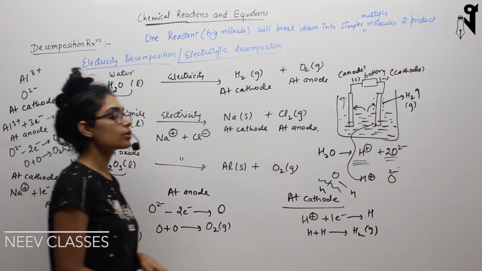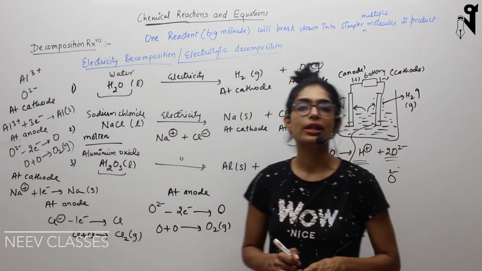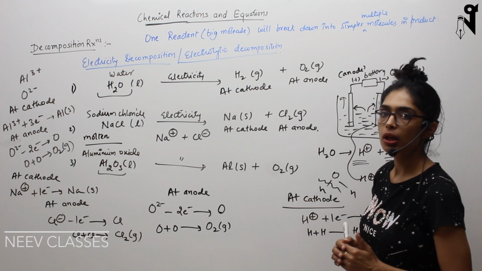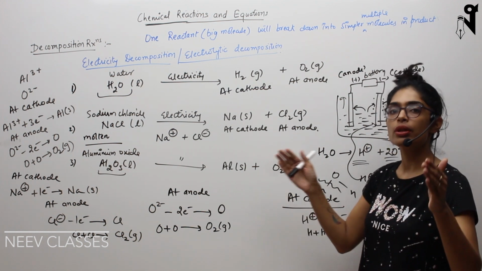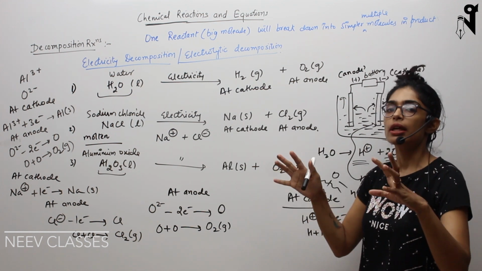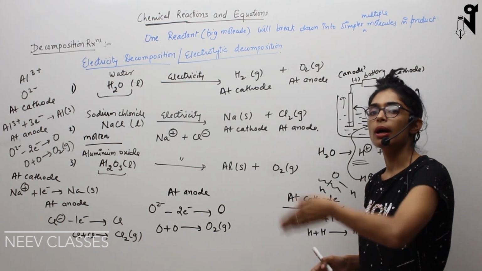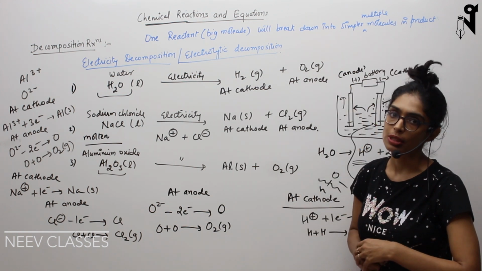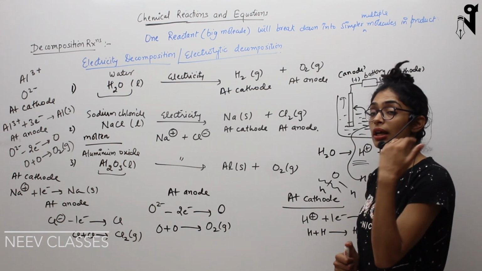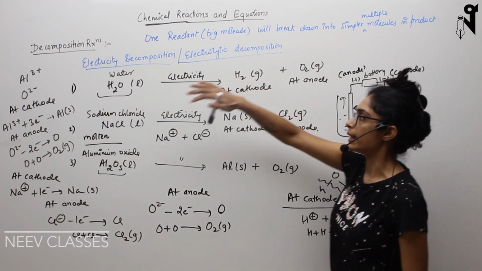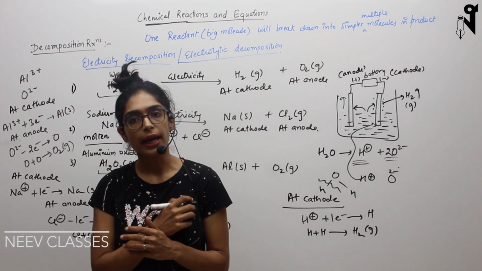So this is how electric decomposition takes place, and that's how electricity helps in breaking the bonds in the bigger molecules. They break down into smaller ions, and those ions go to the respective electrodes, get electrons from there or lose electrons there, and then get deposited or come out as gas from those respective electrodes. This is your electric decomposition. This is also called electrolytic decomposition or electricity decomposition. You can call it anything.